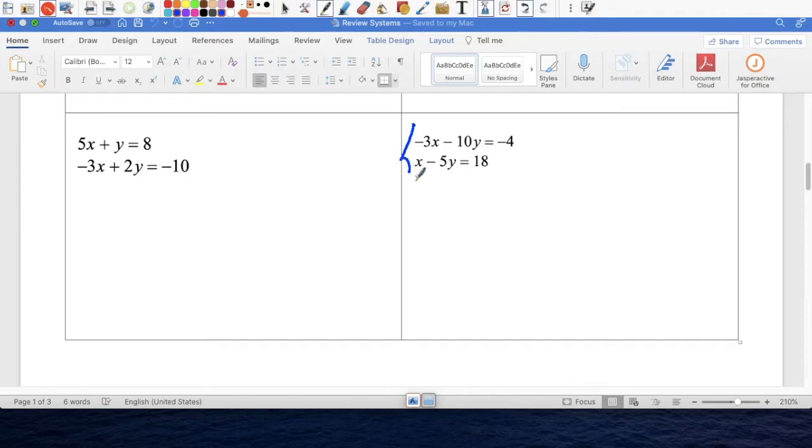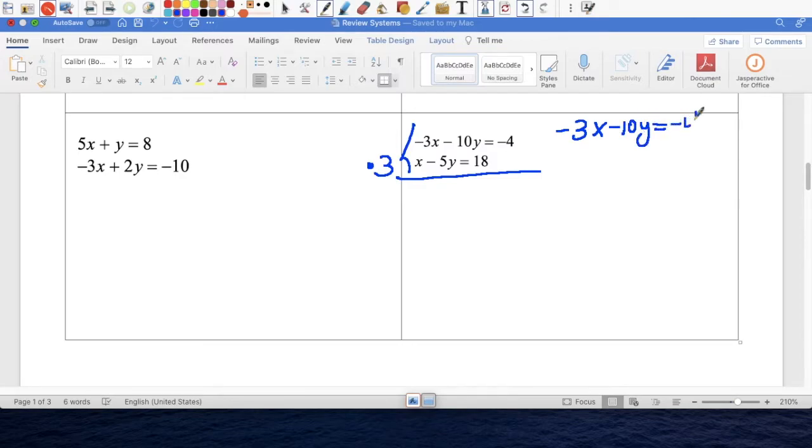This one, on the right side, we do elimination. Who do we want to get rid of? Pick the x or the y. I'm going to pick x. I'm going to get rid of the x's. So I'm going to multiply the bottom line by 3. Let me rewrite the top line. Nothing happens to the top.